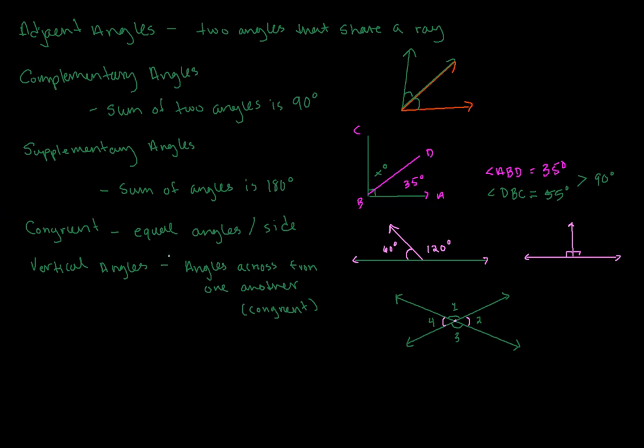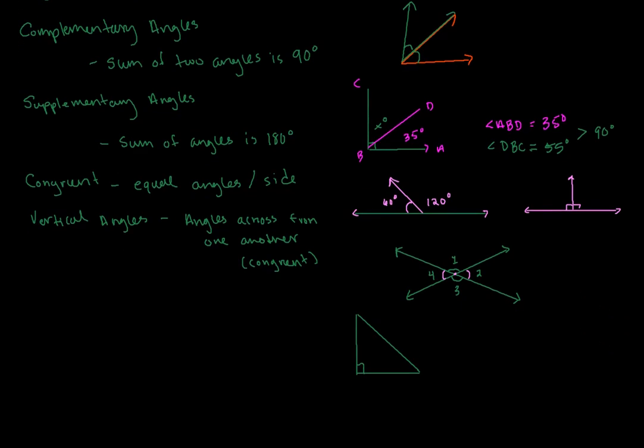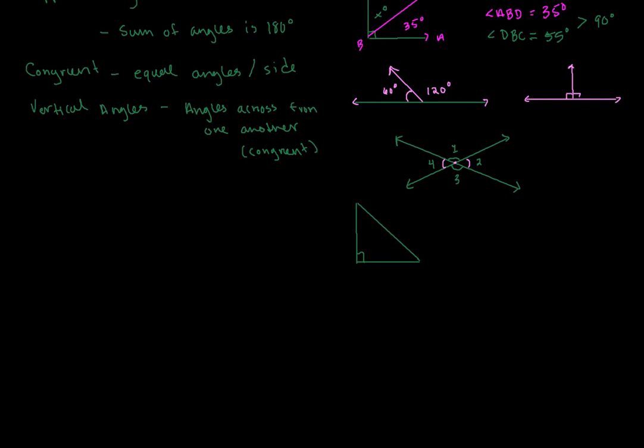Now, let's say that instead of lines, you had a triangle. I'm going to do my best to draw a triangle here. Let's make this a right triangle, like that. Let's call this triangle EFG.